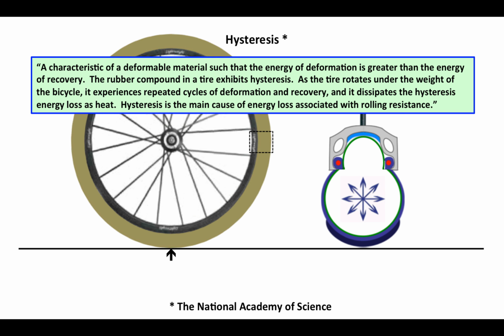As the tire rotates under the weight of the bicycle, it experiences repeated cycles of deformation and recovery, and it dissipates the hysteresis energy loss as heat. Hysteresis is the main cause of energy loss associated with rolling resistance. You can think of the heat loss as being due to the friction between the tire and the tube.